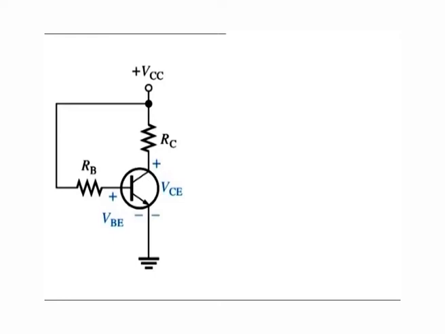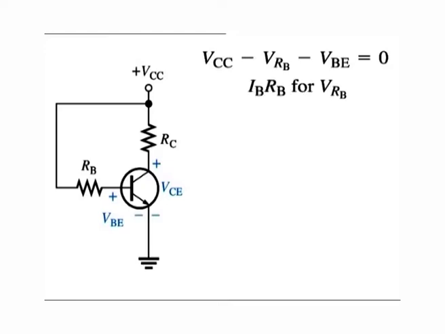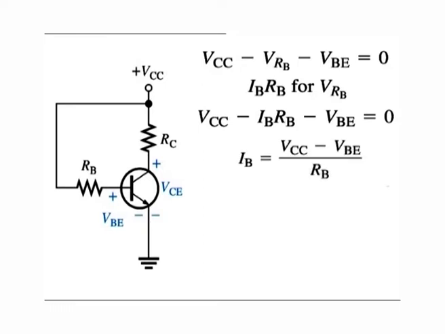The analysis of this circuit for the linear region shows that it is directly dependent on beta DC. Starting with Kirchhoff's voltage law around the base circuit, we get VCC minus VRB minus VBE is equal to 0. Substituting IB RB for VRB, you get VCC minus IB into RB minus VBE is equal to 0. Then solving for IB, we get IB is equal to (VCC minus VBE) over RB.